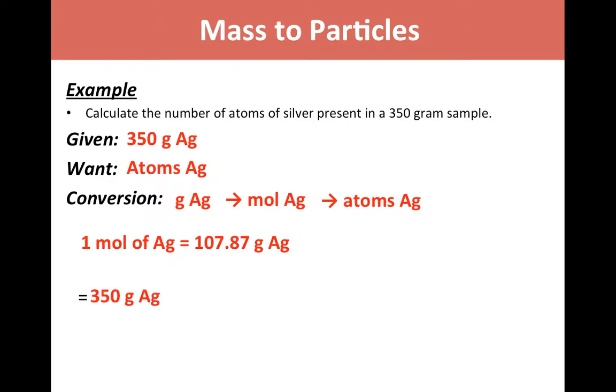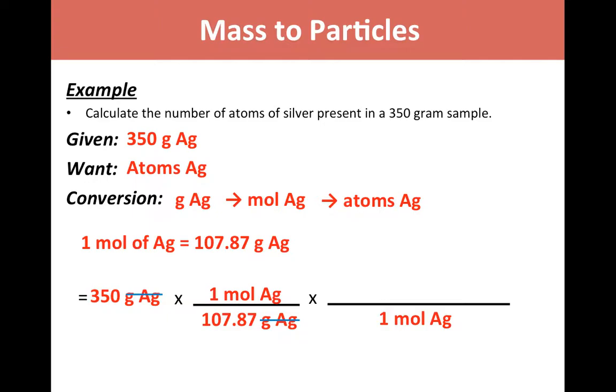So that's going to be my conversion factor. Here I have 350 grams of silver, times 107.87 grams of silver for every 1 mole. So my silver cancels out, and now I have moles of silver. Now I want to cancel out my moles, so what goes on the bottom would be 1 mole of silver, and in every 1 mole of silver, you know how many particles you have: Avogadro's number. So moles of silver cancel out, and now you're left with the number of atoms of silver.